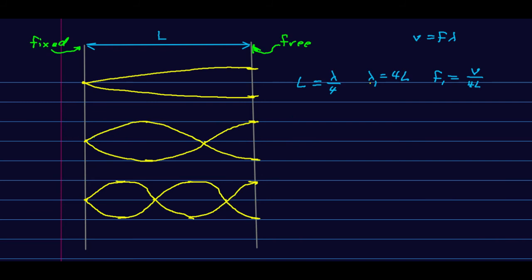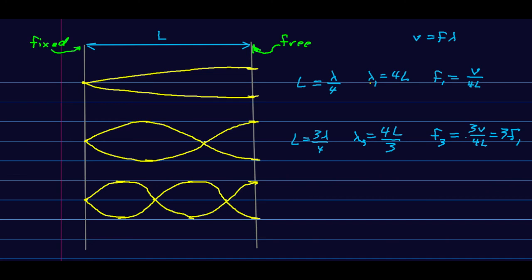Now, something different from what we've seen happens here. This is 3/4 of a wave, right? There's a quarter, another quarter, another quarter. And so L is 3 lambda over 4, or in other words, this lambda is 4L over 3. Now look at that. That means this frequency is 3v over 4L. Wait a minute, that's 3 times the fundamental. So this is the third harmonic.